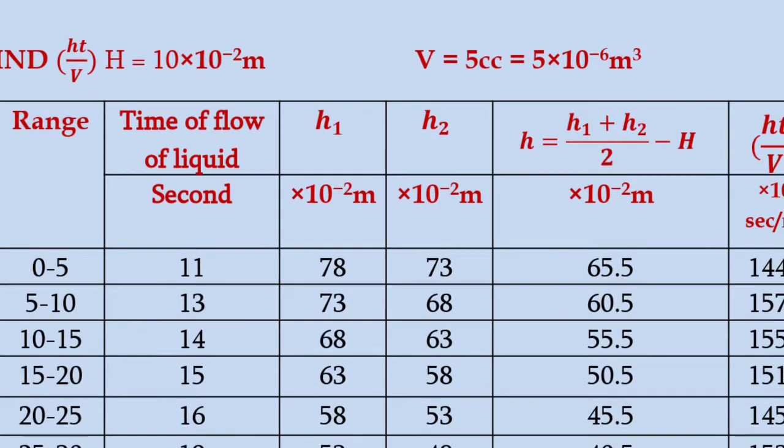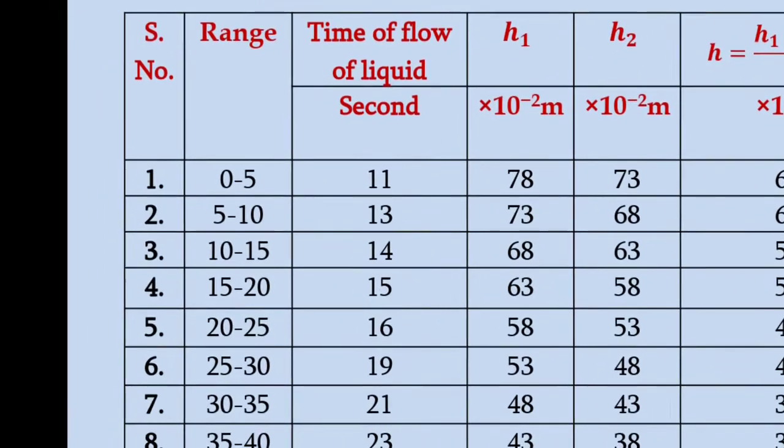And the capital V, that is the volume of the flow of liquid observed here, is 5 cubic centimeters for every reading, so 5 cc. When we convert cubic centimeters into the SI unit, that is meters, we get 10 power minus 2, the whole power 3, which gives you 10 power minus 6 meter cube.